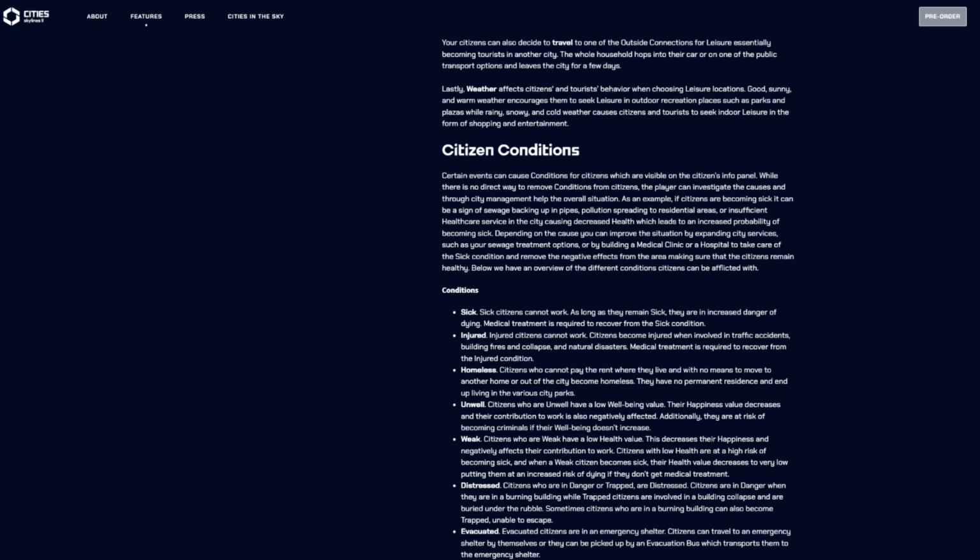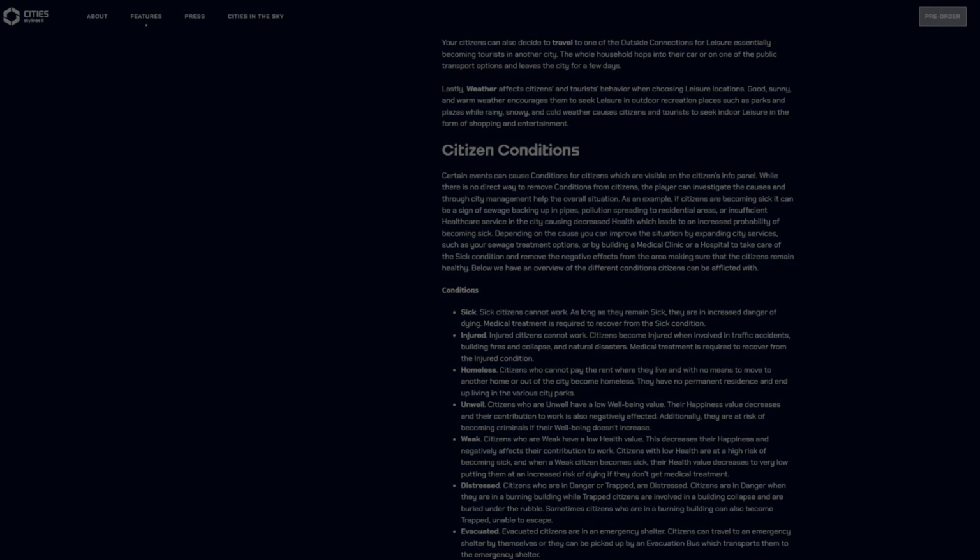Evacuated citizens are in an emergency shelter. Citizens can travel to an emergency shelter by themselves, or they can be picked up by evacuation bus, which transports them to the emergency shelter. Cool. And that wraps up all the different conditions our citizens can find themselves in. And that also wraps up the dev diary and today's video.